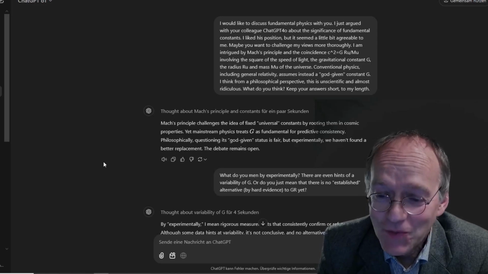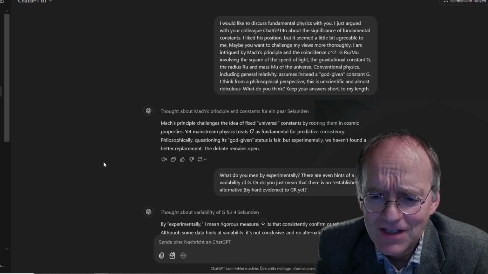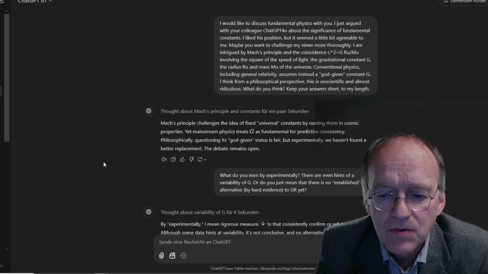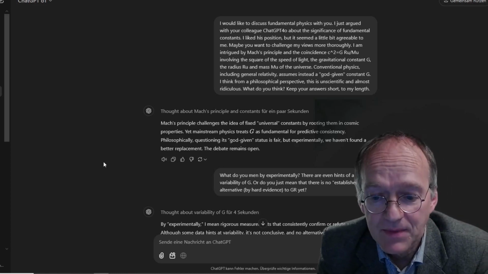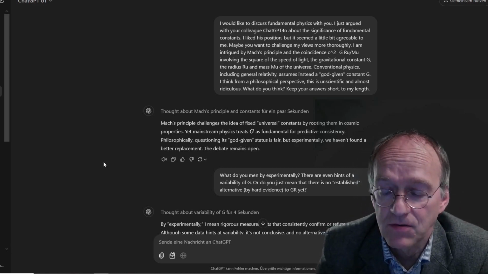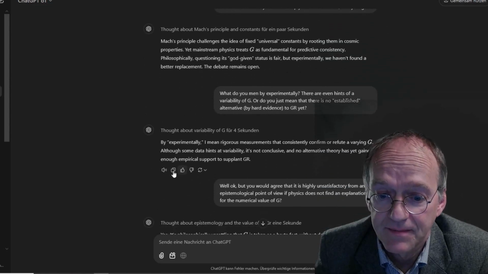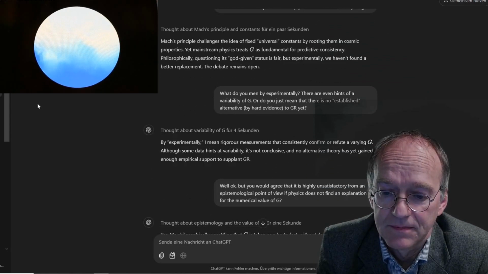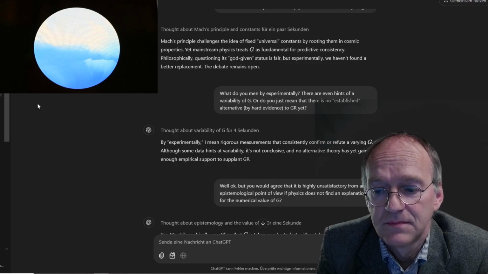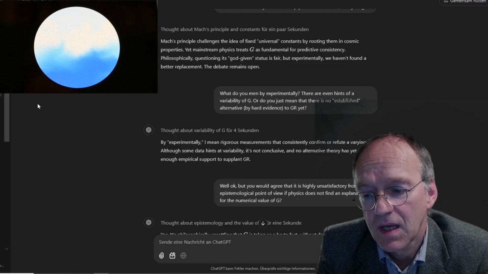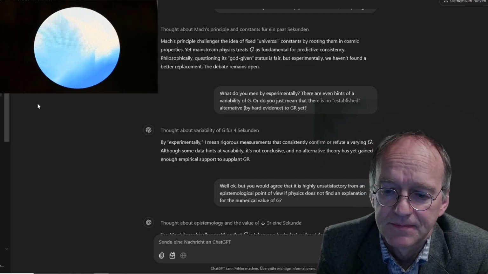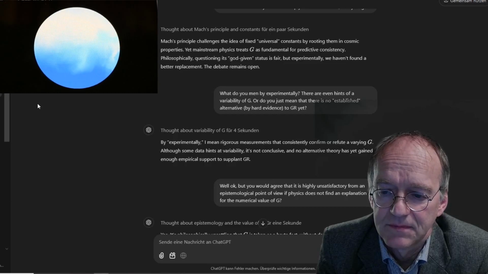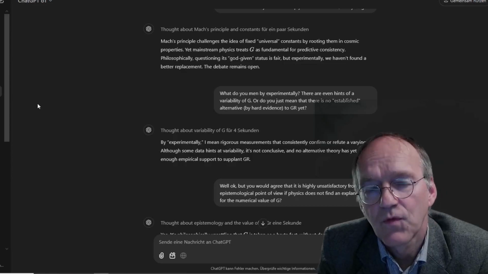So what do you mean by experimentally? There are even hints of a variability of G, or do you just mean that there is no established alternative by hard evidence to general relativity yet? By experimentally, I mean rigorous measurements that consistently confirm or refute a varying G. Although some data hints at variability, it's not conclusive, and no alternative theory has yet gained enough empirical support to supplant GR. Fair enough.